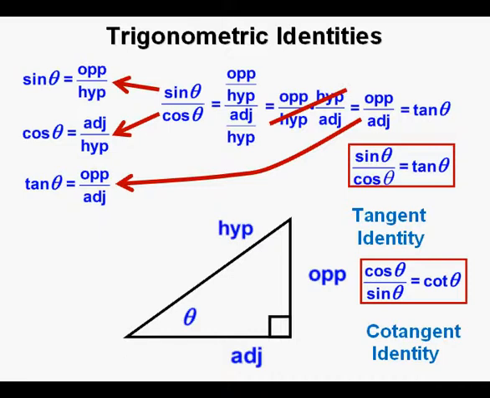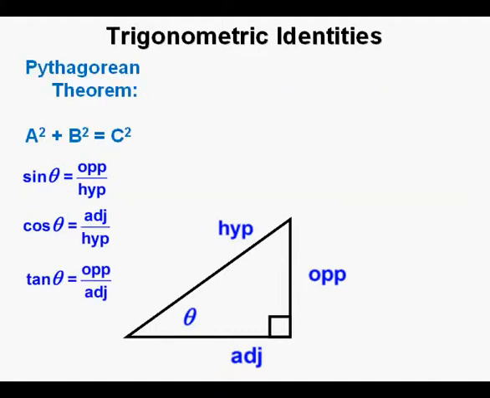And related to the tangent identity is the cotangent identity, and that is that the cosine of theta over the sine theta equals the cotangent of theta. Now we're going to move onto another trigonometric identity.